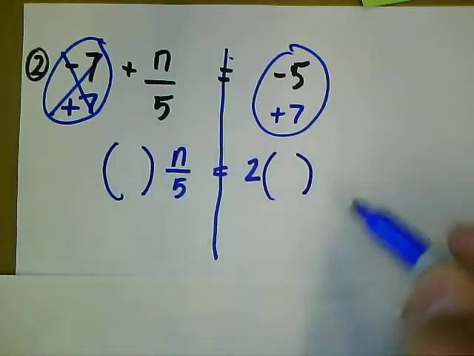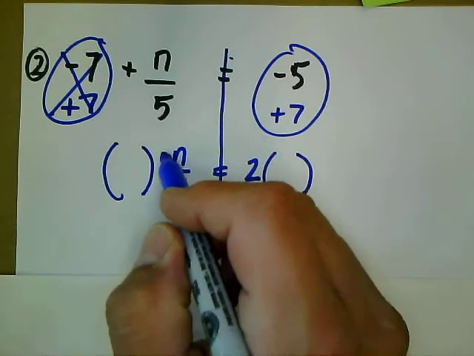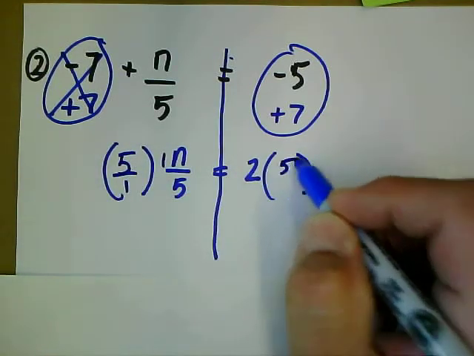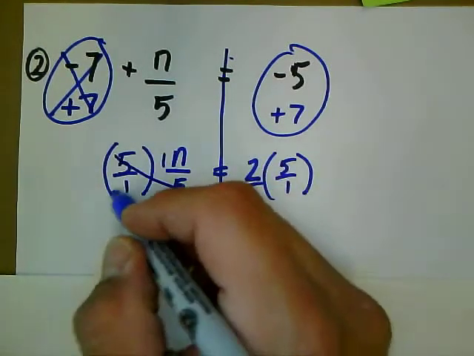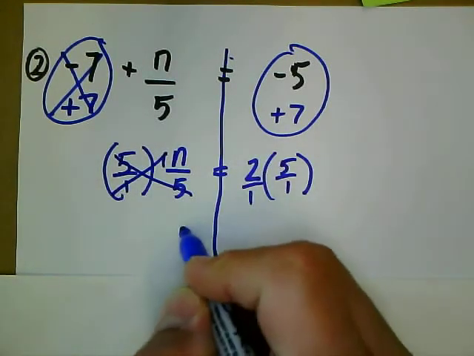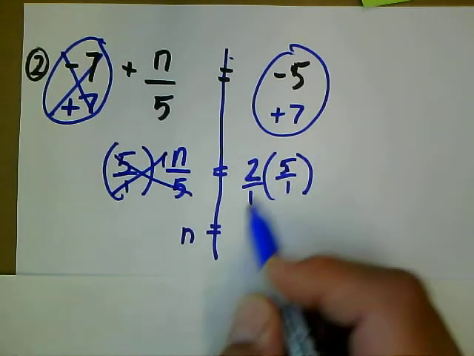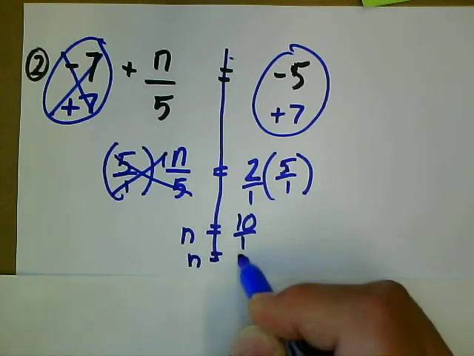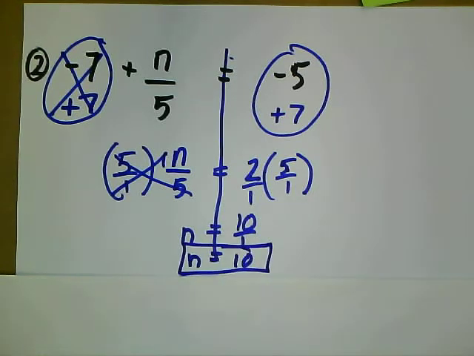So that means we want to multiply. We have a fraction here, guys. We have 1 over 5, so we can do what? 5 over 1. So we cross cancel, right? We're left with n. What is 2 times 5? 10. And 1 times 1 is 1. But we can just leave it as n equals what? 10. All right? Everybody get that?